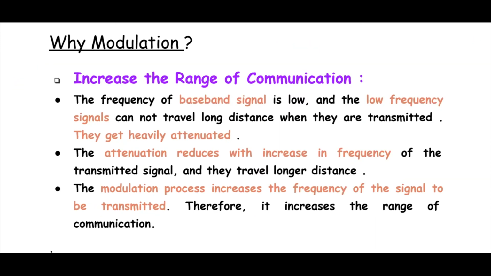Then we have an increase in the range of communication, right? This is somewhat related to the channel characteristics and the power radiated. If we are modulating, obviously we are switching to a higher frequency from the baseband frequency. We have already seen the channel characteristics, that higher frequencies will get less attenuated in comparison to low frequencies. And obviously the radiated power will also get increased. So this way we can increase the range of communication.